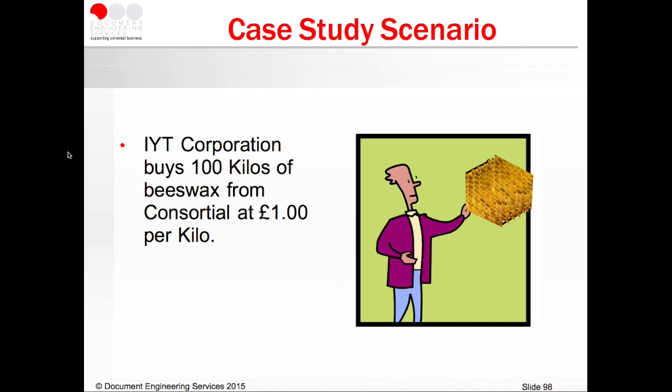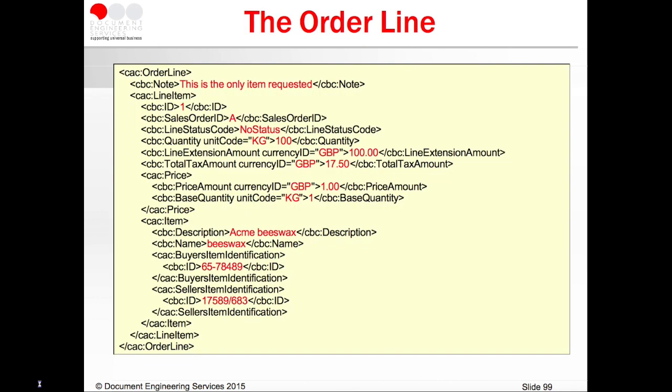So after a short introduction to the processes that UBL can be applied to, I'll go into more detail with a particular case study scenario. And this is the scenario that we've seen and used in other tutorials. This is the IYT Corporation buying 100 kilograms of beeswax from a company known as Consortial, and they pay £1 sterling for a kilo.